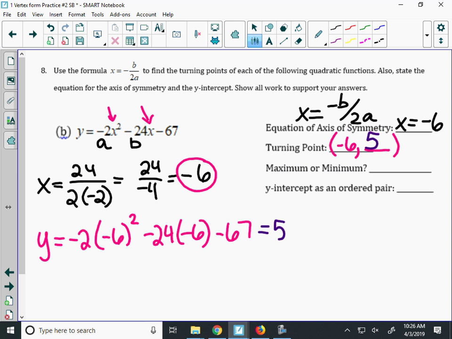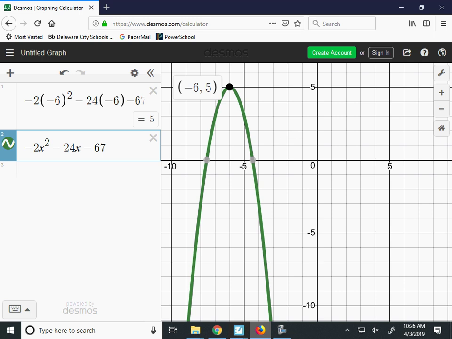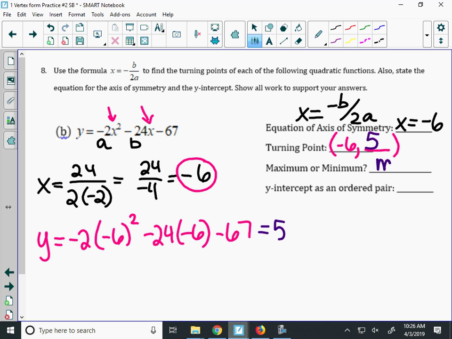Now, maximum or minimum, we can see from the picture that the vertex here is a maximum because it's the highest point. The other way you can figure that out is by looking at the first number, the a here. A is negative 2. And if that first number is negative, it means my parabola is going to open down. When I open down, the vertex is a maximum.